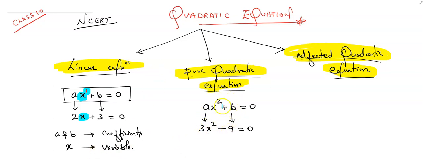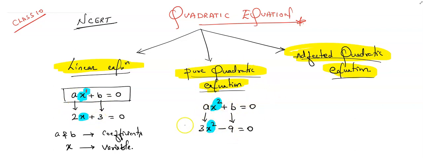But here we can see, in the place of x, what is the power? 2. Only 2. Hence we call that a pure quadratic equation, where the coefficients a is plus 3 and b is minus 9. Here a is plus 2 and b is plus 3. Understood the difference? What is pure quadratic equation?